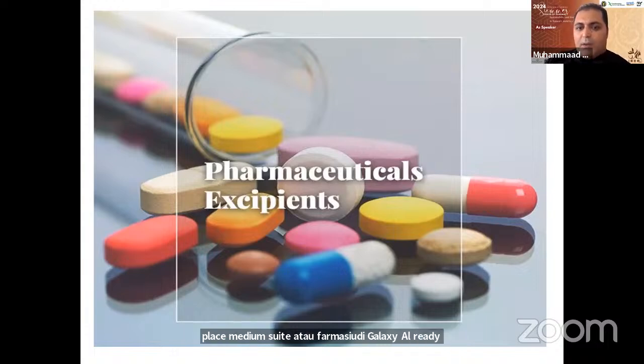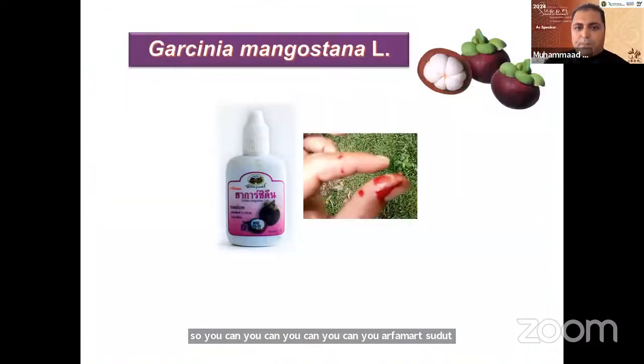You know that pharmaceutical excipients are those substances which we use to shape the active ingredient in a particular dosage form. It can be solid, it can be semi-solid, and it can be liquid. So you can use these pharmaceutical excipients as a solvent for extraction.